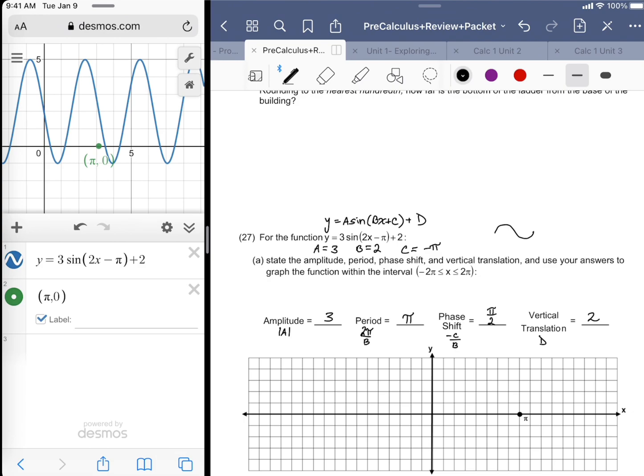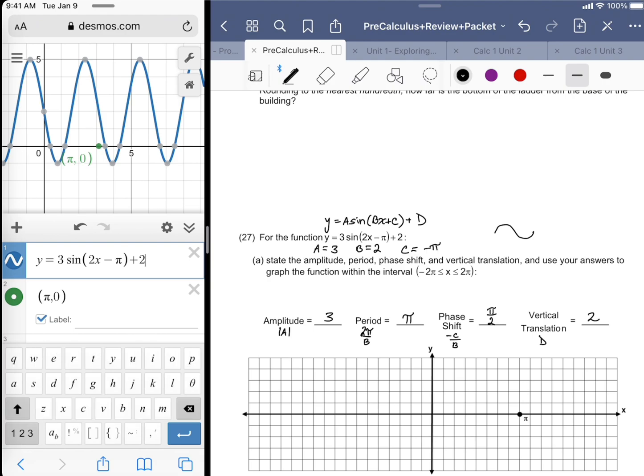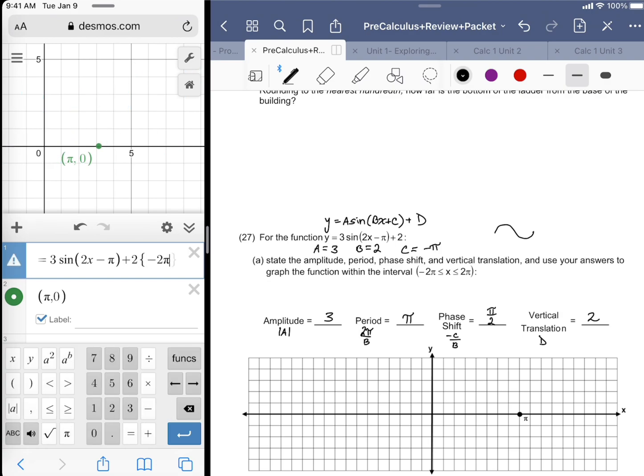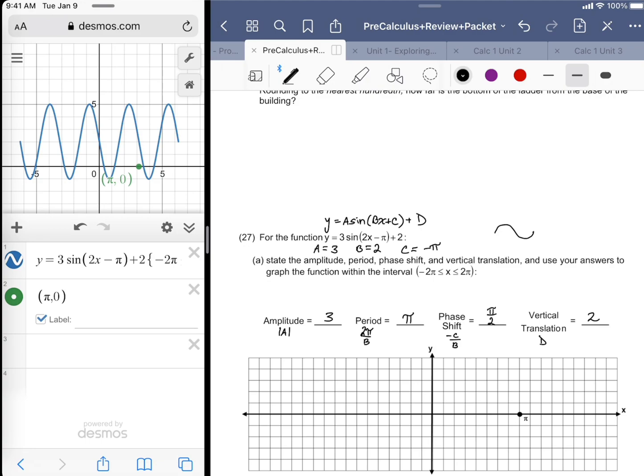Just so you meet the requirements of the assignment, it said to do it between negative 2 pi and 2 pi. So if you want to truncate a graph, you don't want the whole thing, you just want part of it, tap at the end of it, open a squiggly set of brackets. In the ABC, you'll see the squiggly open. Open that and type in the domain in inequality notation. So in this case, negative 2 pi less than or equal to x less than or equal to 2 pi. Then hit enter or tap out of it and you're good. You have your truncated graph in the appropriate domain.